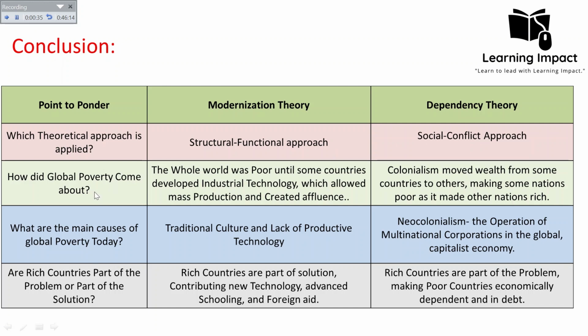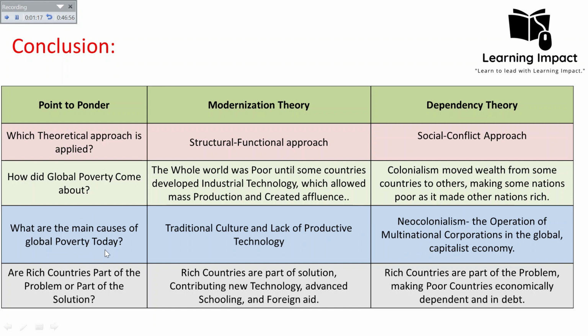How did global poverty come about? According to modernization thinkers, the whole world was poor until some countries became industrialized, which allowed mass production, and they created affluence, that is the accumulation of wealth. On the other hand, the dependency theory believed it is colonialism that moved wealth from some countries to others, making some countries poor as it makes other nations richer. So dependency theory gave more importance to colonialism, neocolonialism, and imperialism, and the modernization theory believed this is because of the technological race, where some countries lag behind and some lead, and also some cultural differences.